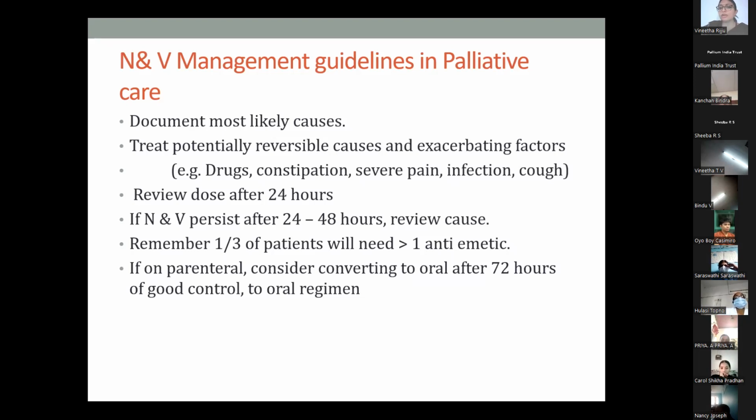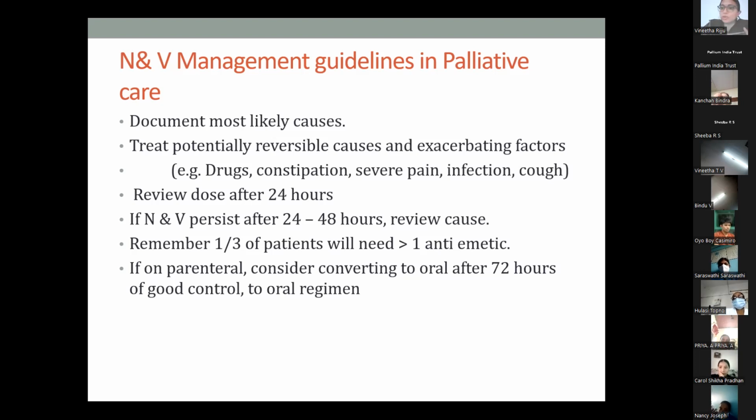You know the trigger factor, so you can reverse it. How about for other causes which are not reversible? For example, a total obstruction of the gastric outlet, which you cannot reverse by just giving an antiemetic. Potentially reversible causes like drugs, constipation, severe pain, infection, cough, all these are reversible. So treat the cause, and thereby manage the nausea and vomiting.